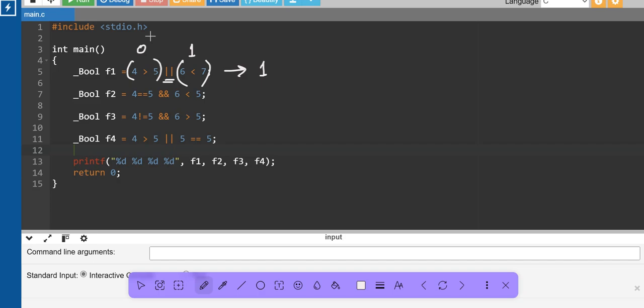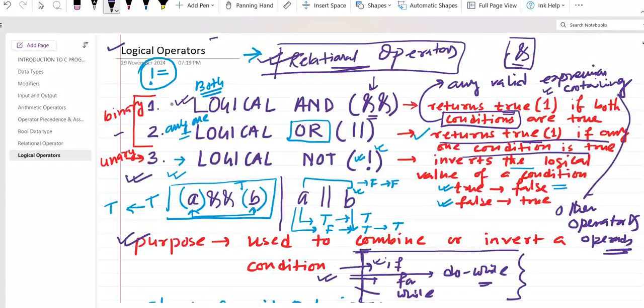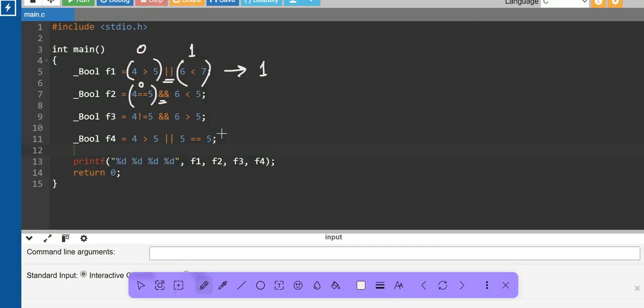4 equal to 5 is already false. So false, and be careful before you evaluate the other side of the condition: logical AND needs both. Logical AND returns true if both conditions are true. Here it is also written, both conditions must be true. So here you can see the first condition is already false, so we can directly write the outcome of this expression as false. No need to evaluate the second part of the operator, right?